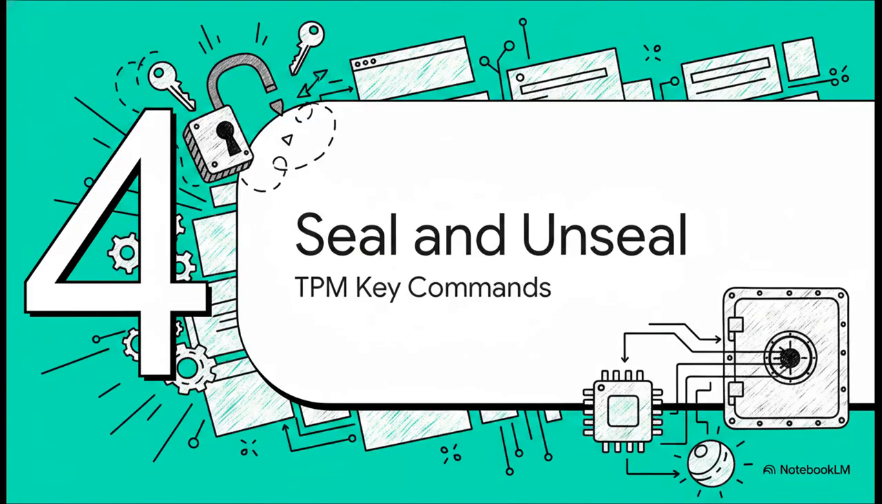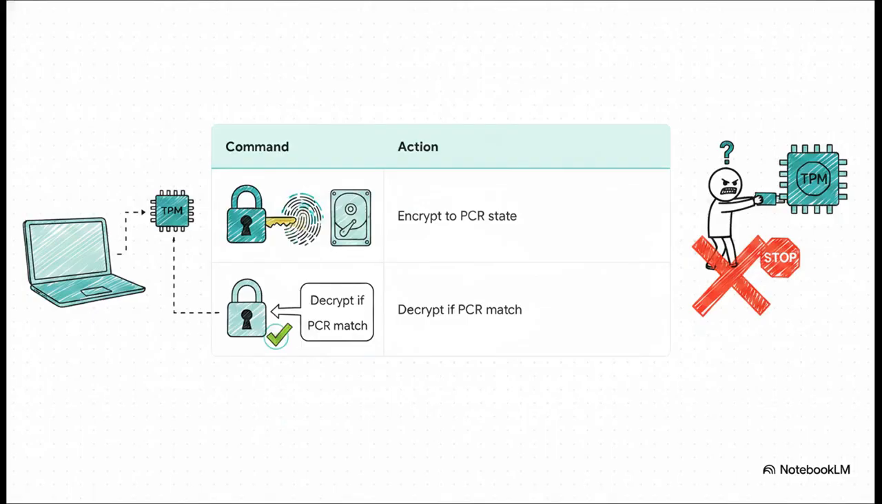All right, Section 4, the secret key, sealing and unsealing. So the TPM has two magic commands that make this whole vault mechanism work: seal and unseal. When we first set up our computer, we use the seal command. This tells the TPM to encrypt our disk key and tie it specifically to a certain PCR state, like, for example, the exact state of your clean, authentic Windows boot.